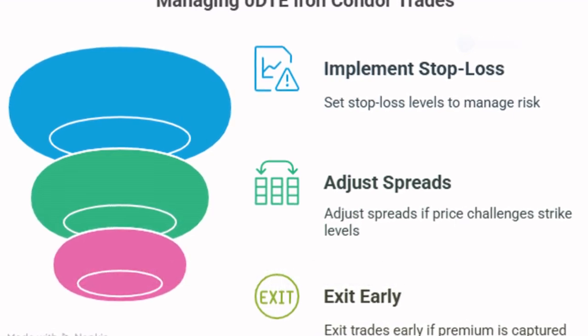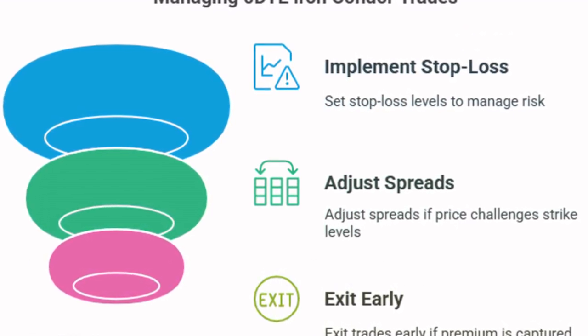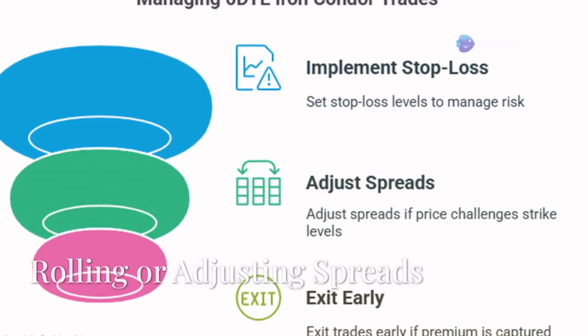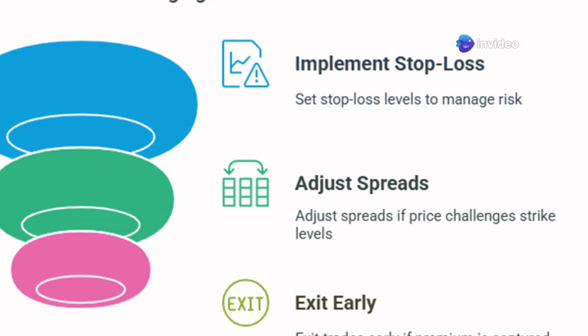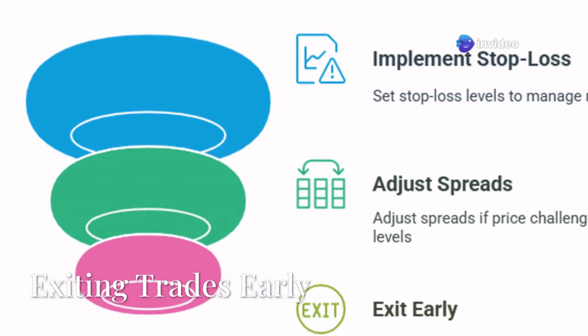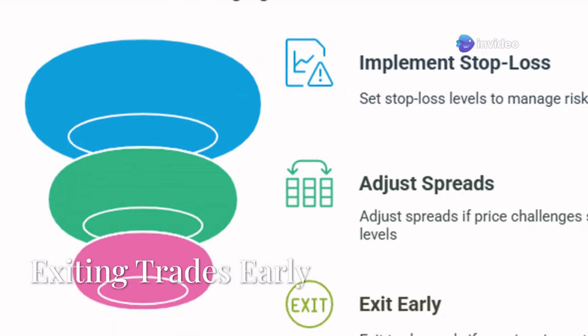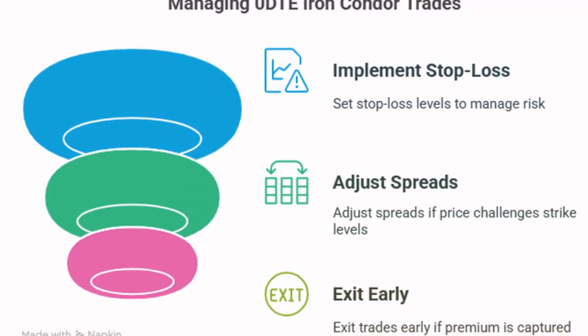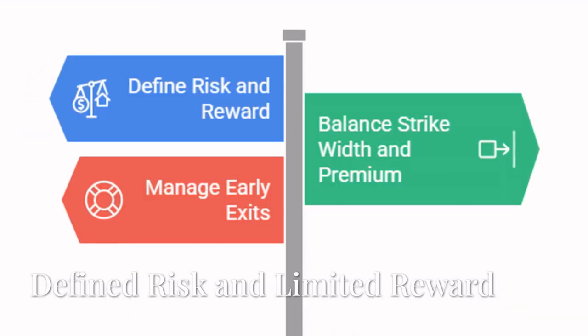Implementing stop-loss levels to manage risk if the price moves beyond the expected range. Rolling or adjusting spreads when price action challenges a strike level. Exiting trades early if the majority of the premium has already been captured before expiration.